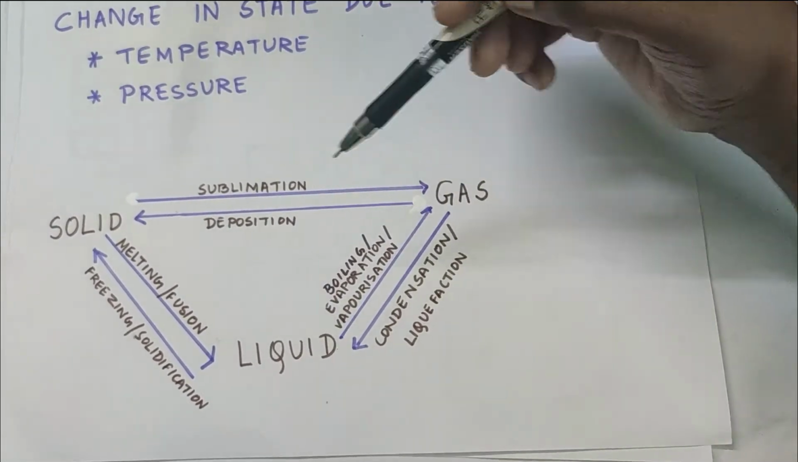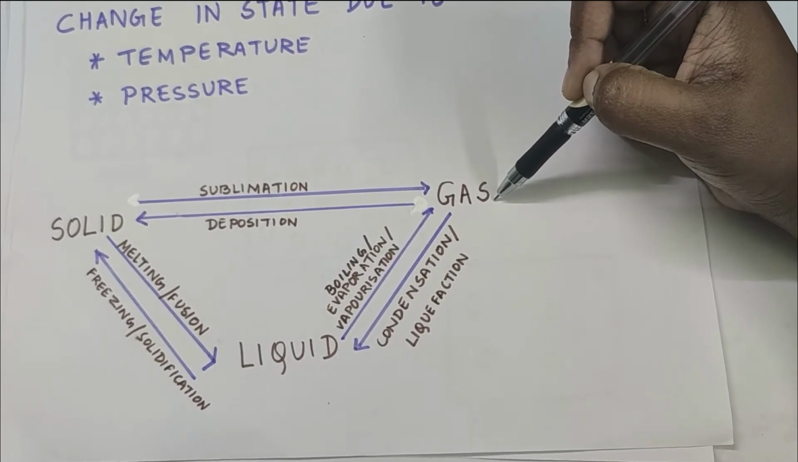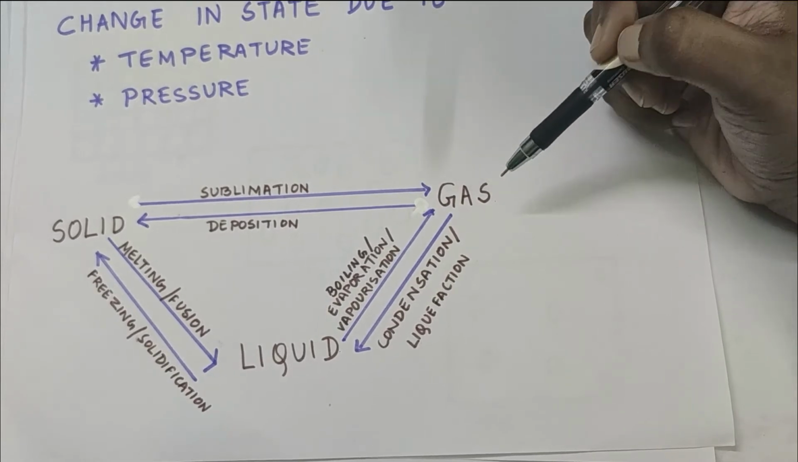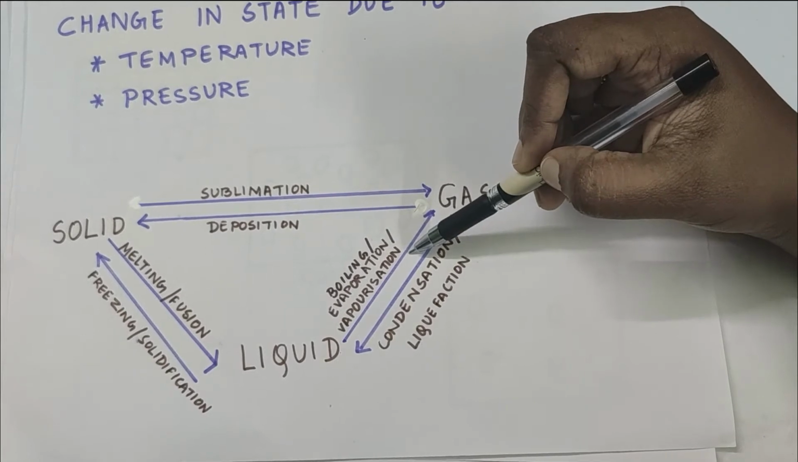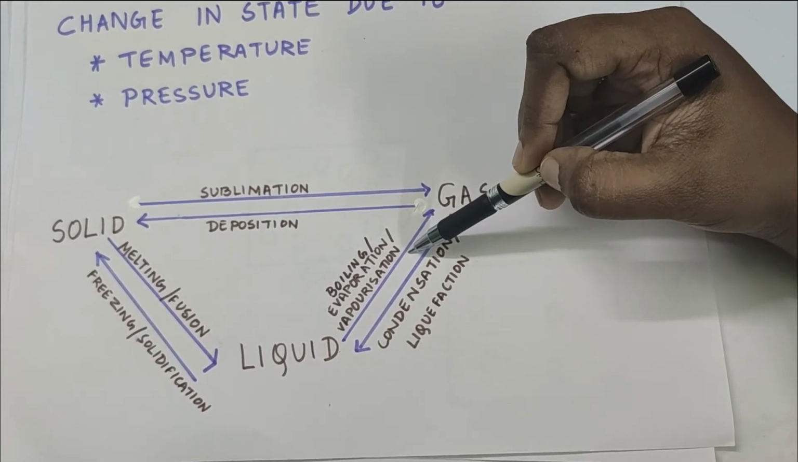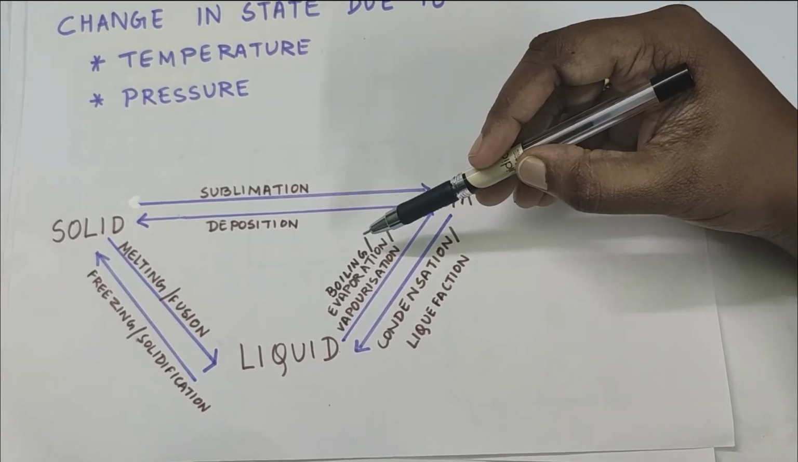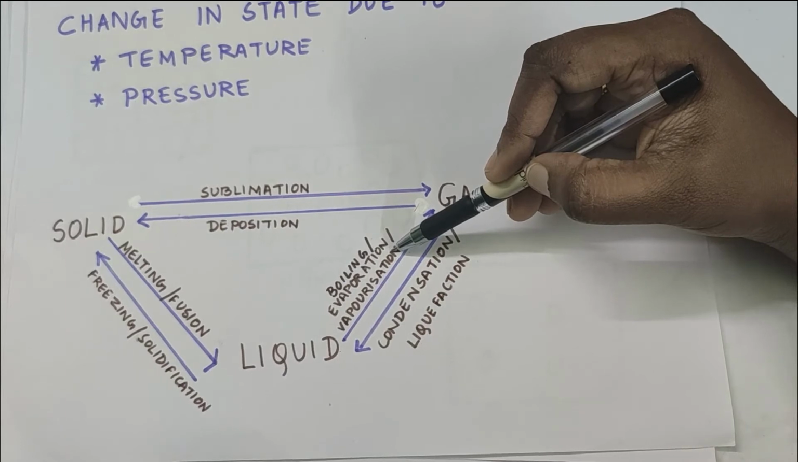When the liquid will change into the gaseous state, again it will need more energy, it will absorb more energy, and that process can be termed as boiling, evaporation or vaporization. The difference here being boiling happens in the overall liquid, but evaporation happens only from the surface.